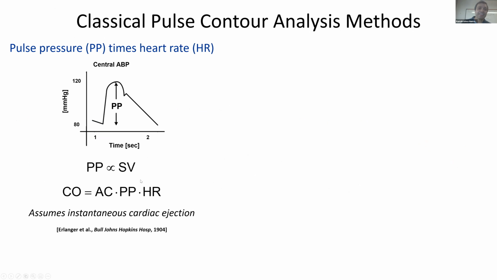So pulse contour analysis methods have actually been proposed for over 100 years. And there are 2 classic methods. One of these methods assumes that cardiac ejection occurs instantaneously so that the stroke volume may be equated to the pulse pressure times the total arterial compliance. Cardiac output can then be estimated to within an arterial compliance scale factor as pulse pressure times heart rate.